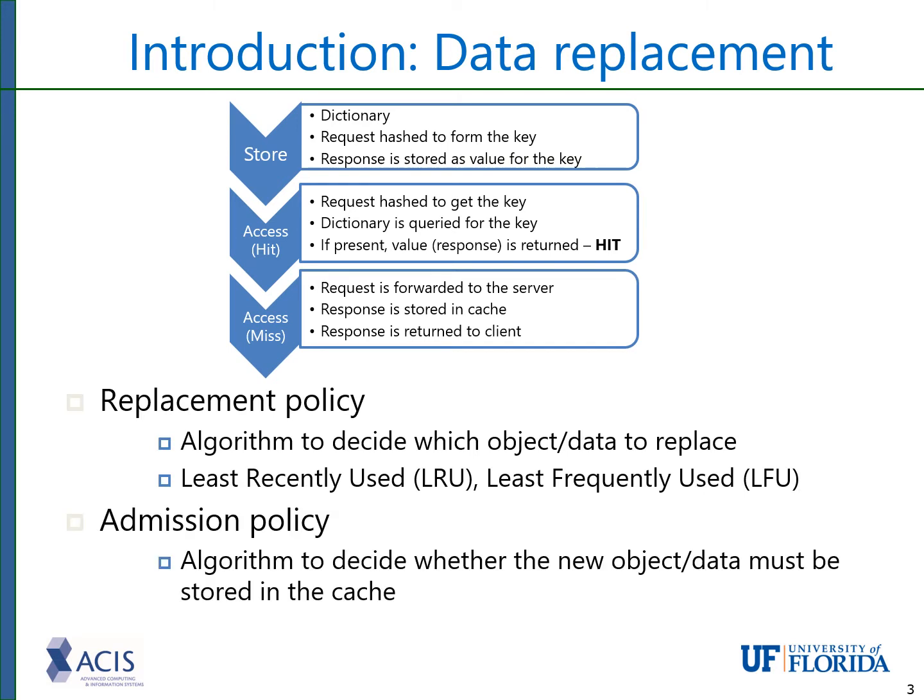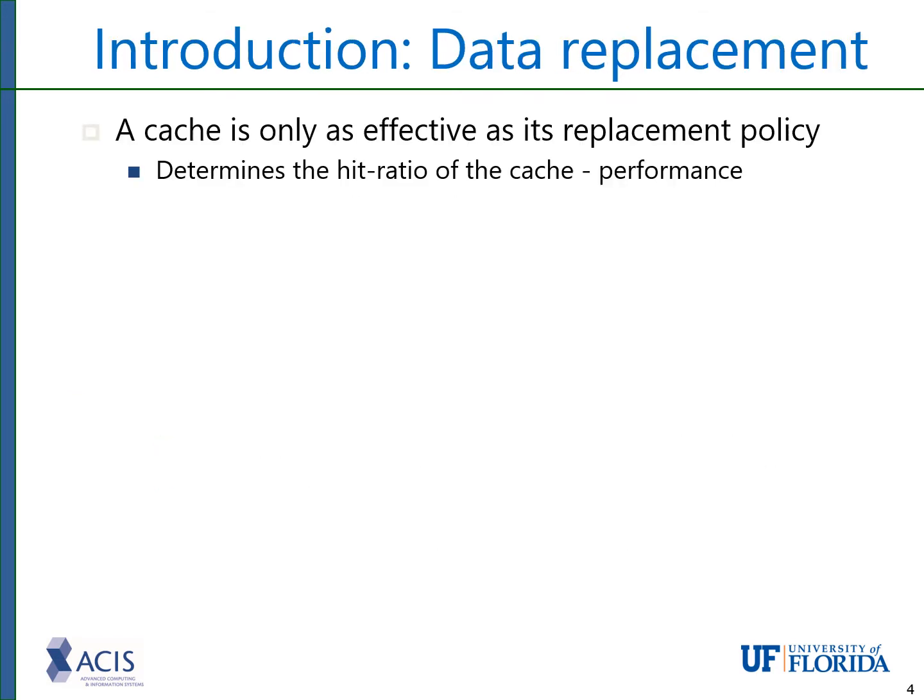There are two classes of algorithms that help in deciding the action to be taken when a new object arrives and the cache is full. Replacement policy is a type of algorithm which helps in deciding which object in the cache is to be replaced for the new object. Commonly known replacement policies are LRU and LFU. Admission policy is a different class of algorithms which help in deciding whether the new object must be inserted into the cache or not. A cache is only as effective as its replacement policy, which determines the hit ratio of the cache, or the performance.